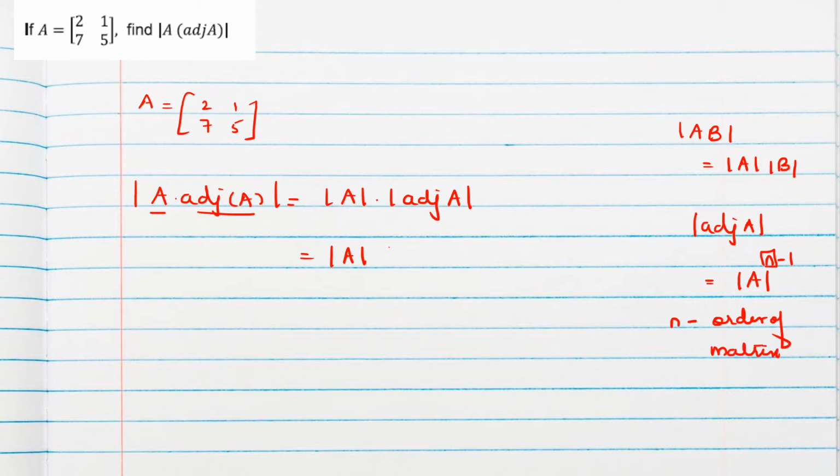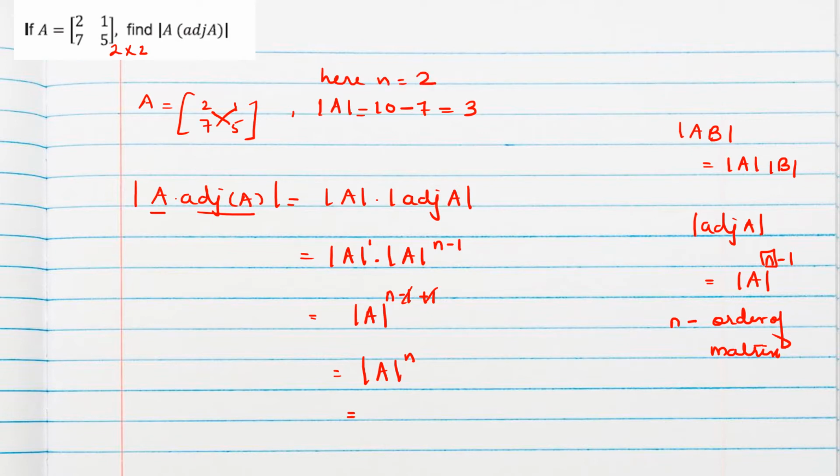So adjoint A, we can write determinant A power n minus 1. Now this is 1 power, this is n minus 1. So we can write determinant A power n minus 1 plus 1. Indices rule, if multiplication is there, power will be added. So minus 1 plus 1 will go, determinant A power n. And what is the value of determinant A here? You can find 5 2s are 10 minus 7 1s are 7. So 3 is the value and order is 2 by 2. So n is 2. So the final answer will be 3 square, that is 9.